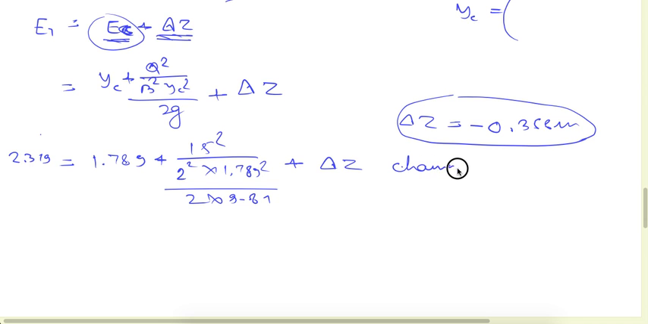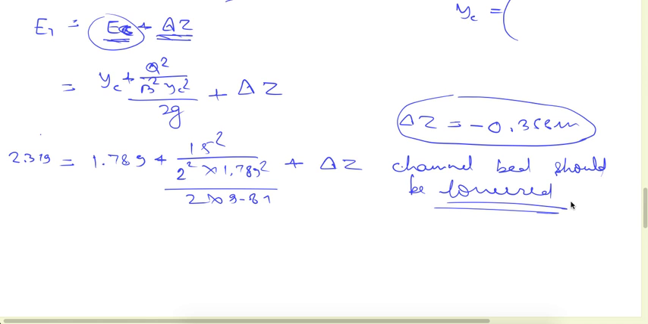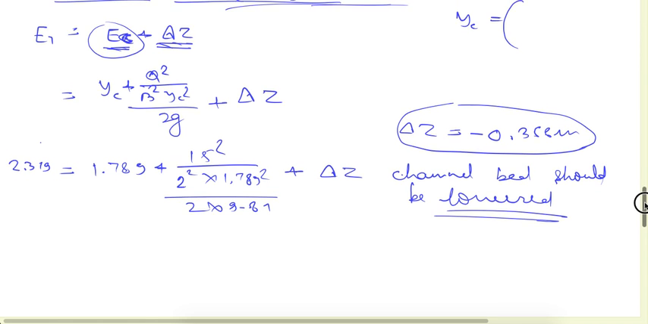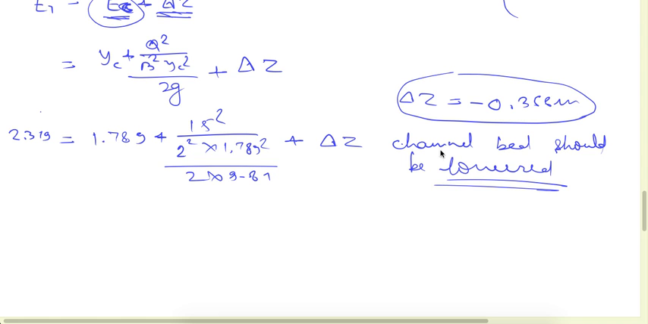So it is coming out to be negative, which means the channel bed should be lowered rather than increasing. The height should be decreased, so we can create the critical flow condition at section 2.